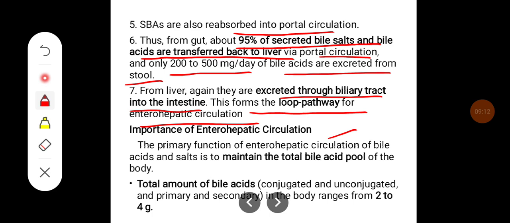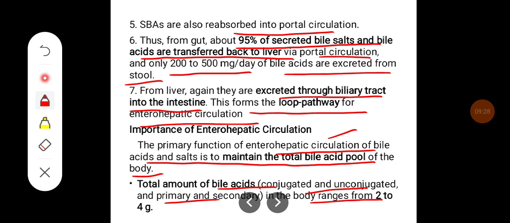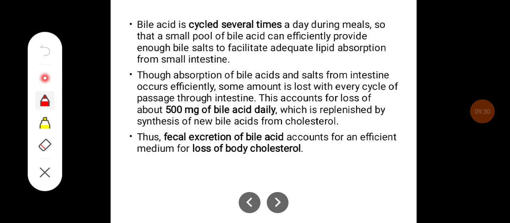Importance. The primary function of enterohepatic circulation is to maintain the total bile acid pool in the body. The total amount of bile acids, conjugated and unconjugated, primary and secondary, in the body ranges from 2 to 4 grams. The bile is recycled several times a day during meals so that this small pool of bile acid can efficiently provide enough bile salts to facilitate adequate lipid absorption from the small intestine.